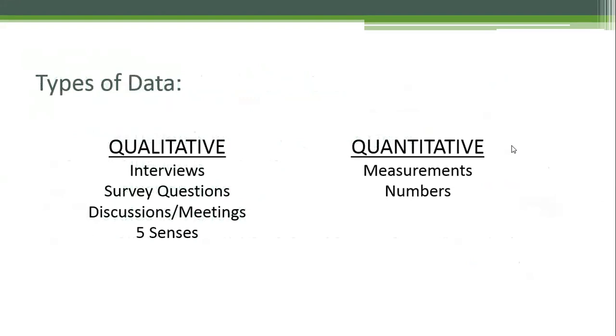So now we're going to go into types of data and data collection. There are two types of data that we're going to be focusing on, qualitative and quantitative data. Qualitative information is interviews, surveys, questions, discussions, meetings. It kind of relates to the five senses. Quantitative data is measurements and numbers, so things that are kind of concrete.